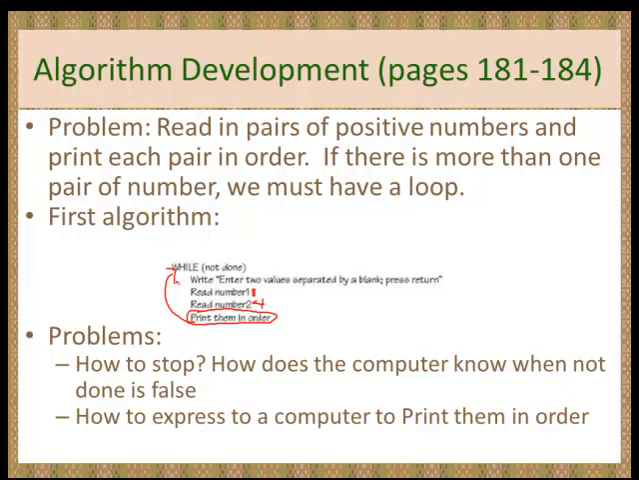Okay, so that's a good initial start, but there are some problems. How does the computer know when not done is done? When does not done become a false statement? In other words, when are we done? Some kind of input from the user might need to happen to know when we want to be done. Another problem is that's not enough detail. It's kind of vague. What does print them in order mean? The computer does not know what you mean by print them in order. So a little bit more detail, please.